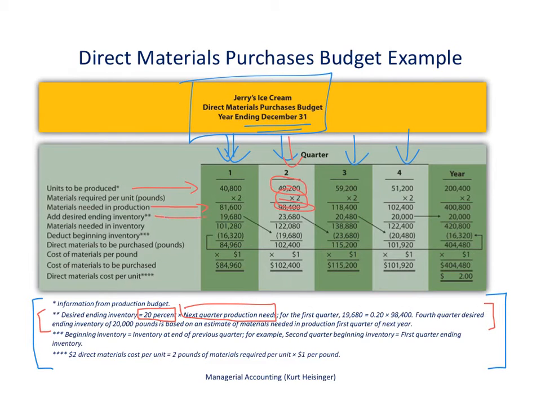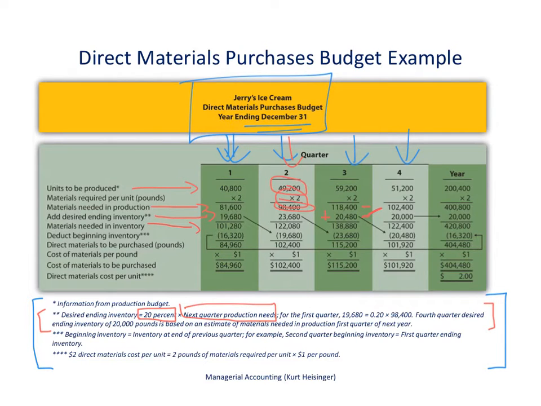So I just outlined where these numbers come from, the desired ending inventory. Then we add our desired ending inventory to the materials needed in production, and that gives us the materials needed in inventory. So since the second quarter is a little bit messy here with all of the markings, let's go to the third quarter just to give you an example. What you see here then is materials that we need in production, 118,400, and we're going to add our desired ending inventory. Remember that that's 20% of next quarter's materials needed in production, so that comes from 20% of 102,400, and that gives us this right here, the 20,480.